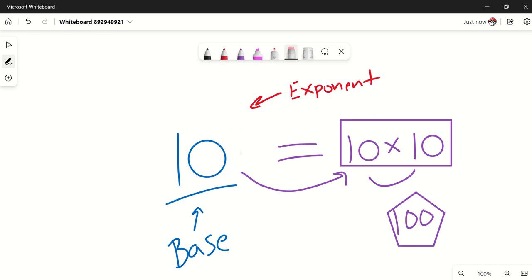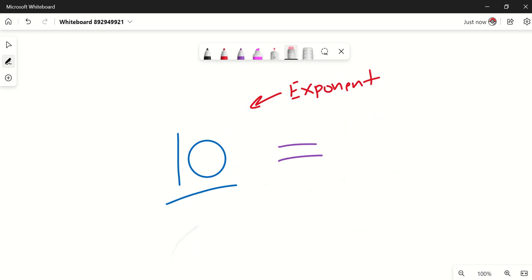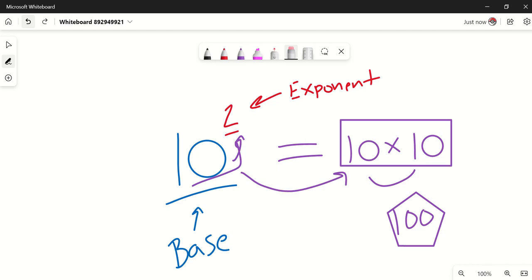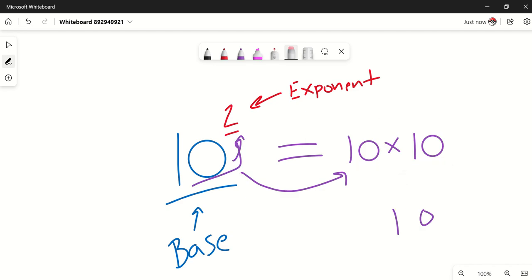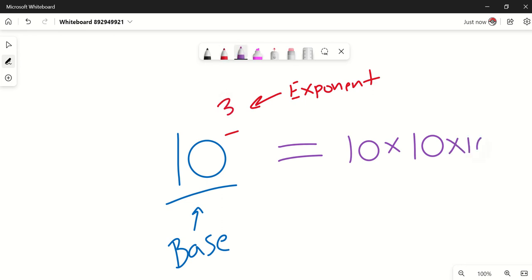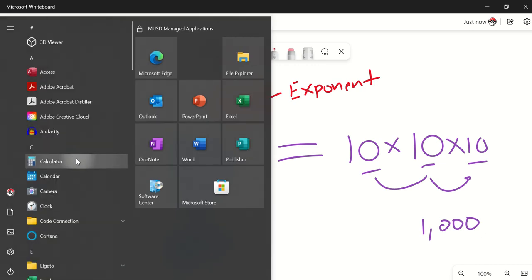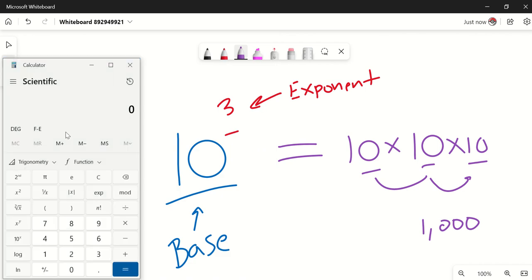If I were to change that exponent to say maybe 3, this would become 10 times 10 times 10, or 10 times itself 3 times, which would be 10 times 10 is 100, times 10 again would make this 1,000. And if we ever do need to check our work, again, you can go into the calculator function and type up 10, click the little XY button to the power of 3, and this should equal 1,000.